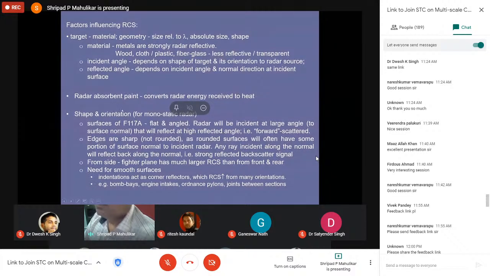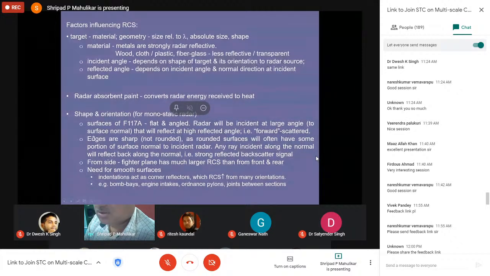So as I briefly mentioned regarding the shaping of the aircraft geometry from the point of view of reducing the RCS, shaping and orientation is mainly from the point of view of monostatic radar. Monostatic radar is one in which the transmitter and receiver are at the same location. And the best example is the surfaces of the F-117. They are flat and angled, so radar will be incident at a large angle to the surface normal. That will reflect at a high reflected angle, that is, it will be forward scattered.